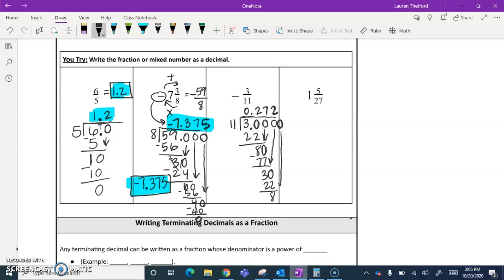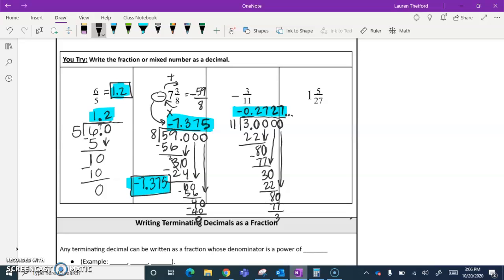And again, I bring that down. Oh, we got 80 again. So that's 7 times that 11 goes into 80. That's 77. And I get 3 again. So we got a pattern happening here. And then don't forget that negative goes in front. So here's my pattern, and it's going to go on forever and ever and ever.